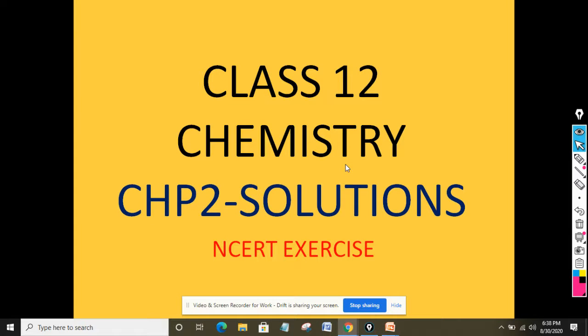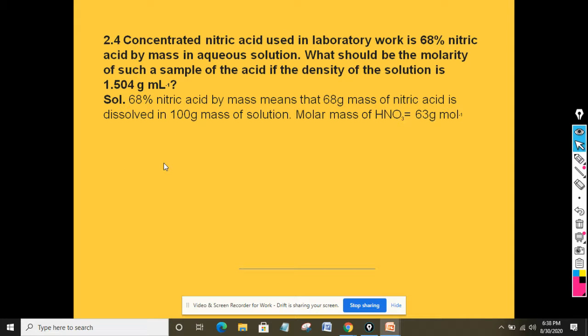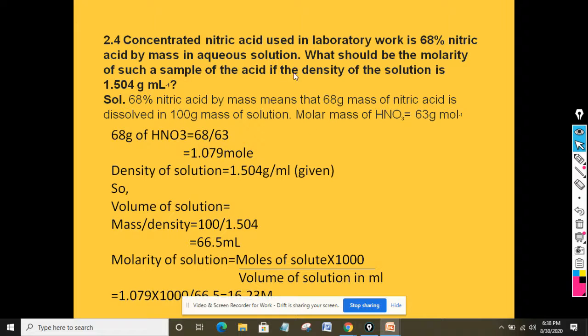Today we will solve class 12 chemistry part 1, chapter 2 solutions. We have NCERT exercise question number 2.4 which says concentrated nitric acid used in laboratory is 68% nitric acid by mass in aqueous solution, which means 68 grams of nitric acid in 100 grams of solution. What should be the molarity of such sample if the density is this?